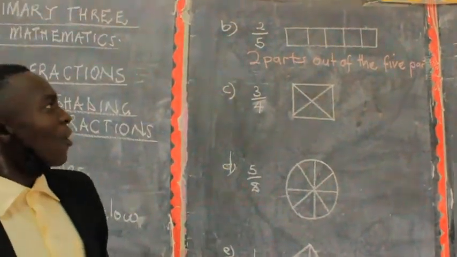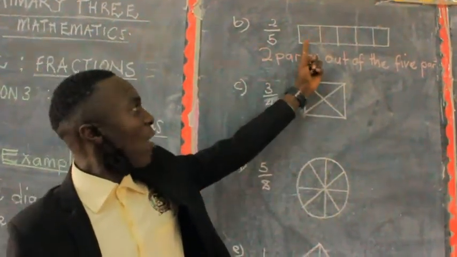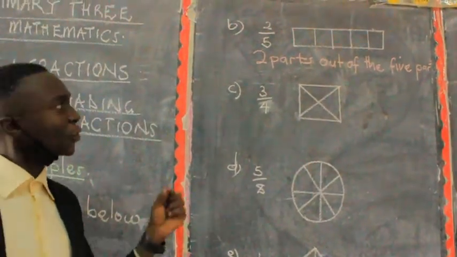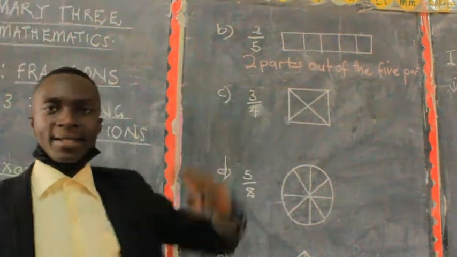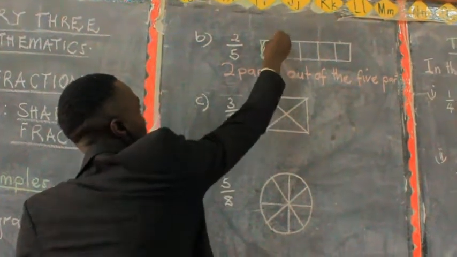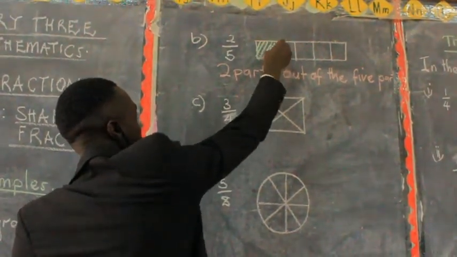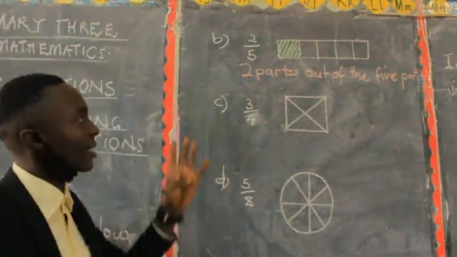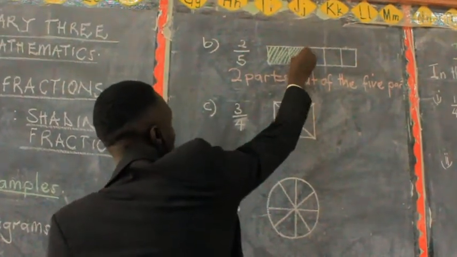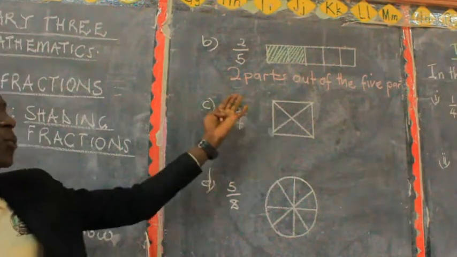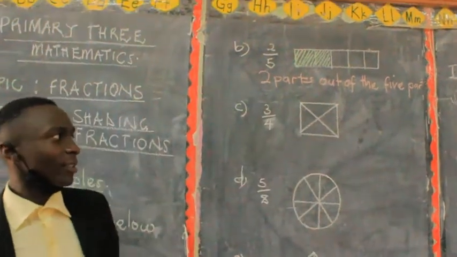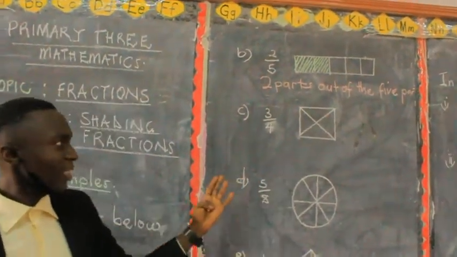Hope you are here. So they are 5. Let's count. 1, 2, 3, 4, 5. But now the question is saying that you should shade only 2 parts. So let us shade 2 parts. We shade. This is one part. You make sure that you shade only 2 parts. This is one part, and this is the second part. So that one simply means that we have shaded 2 parts out of 5 parts. Hope you are getting the concept.